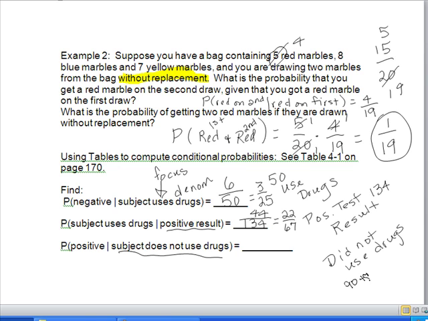Whatever condition we're given focuses our attention on only a portion of the table, a row or a column. In this case, it's the row for which the subject does not use drugs. And how many have positives out of that row? 90. Okay, so we end up with 9/95.